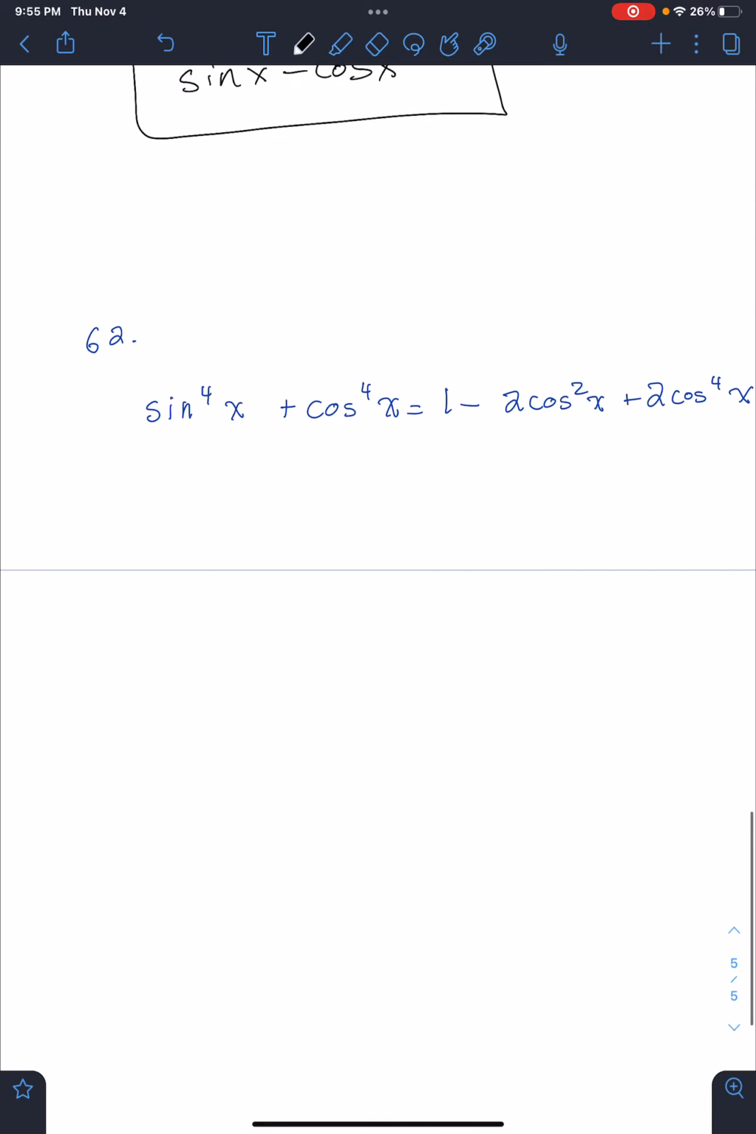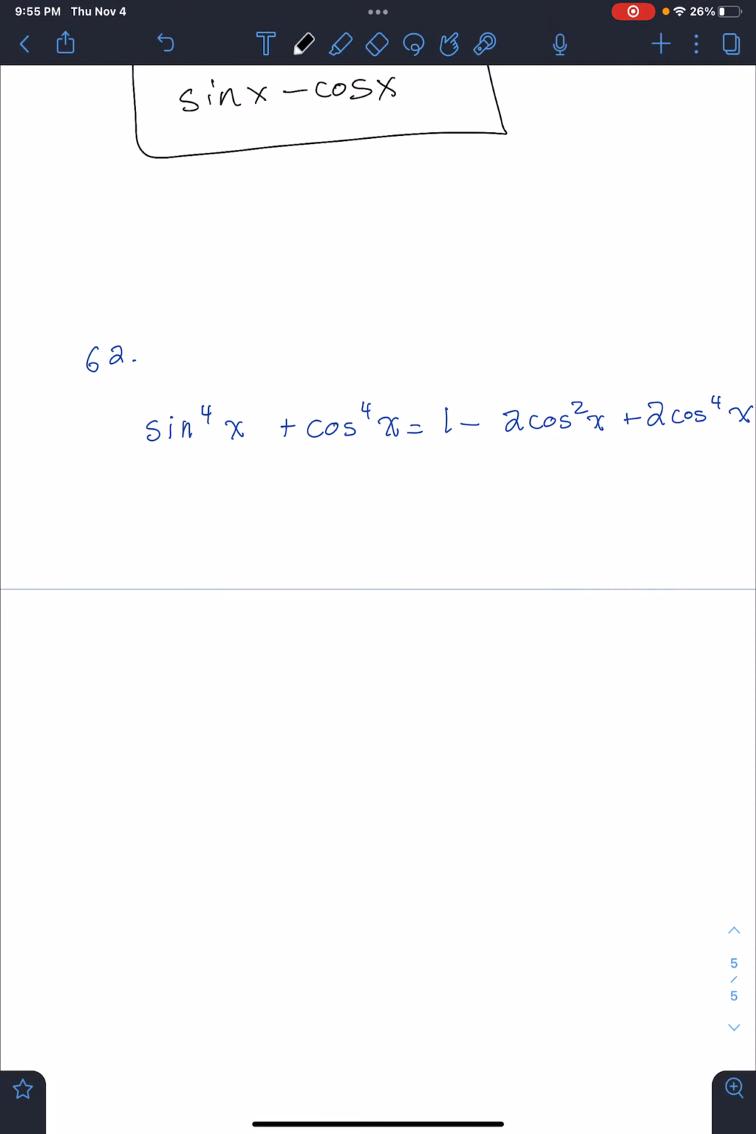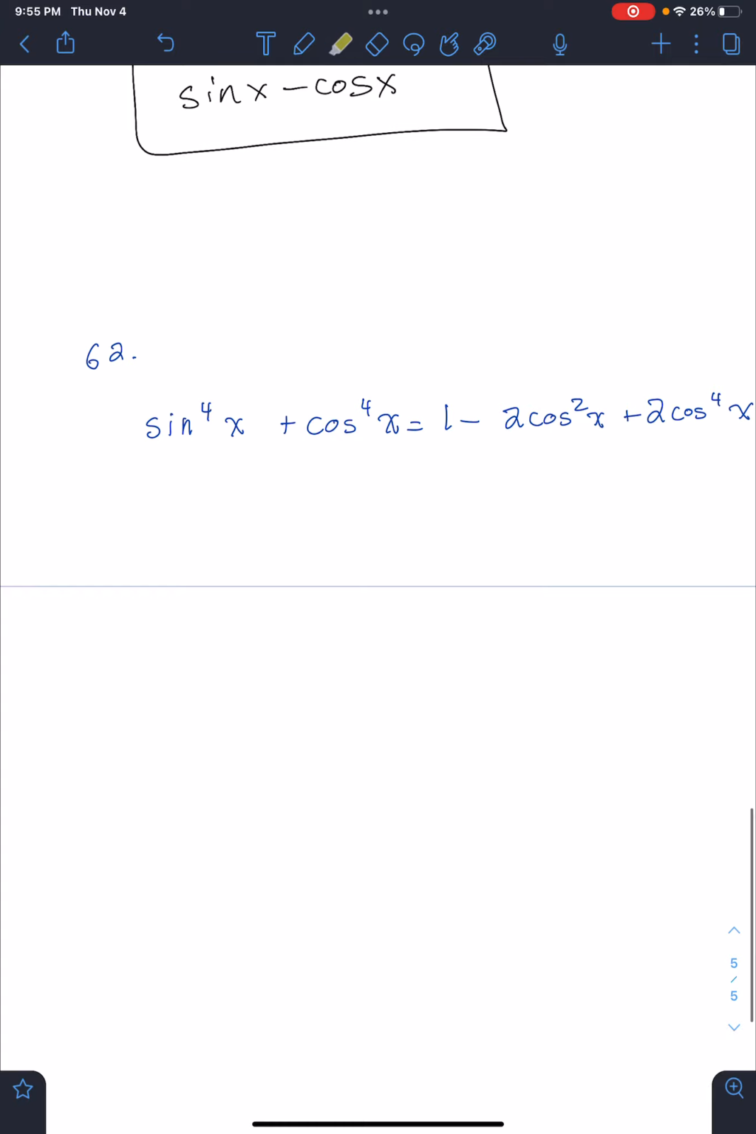All right, we got one last one. I know we're loving this, but at some point we all got to go. So we got this last one. We want this to equal this.